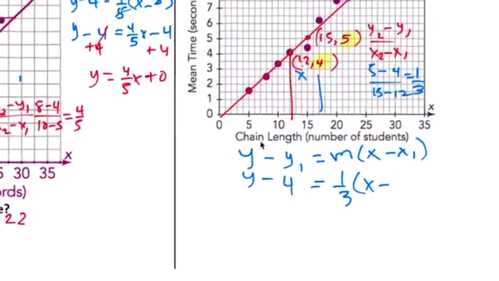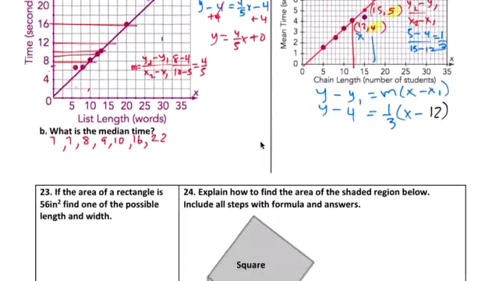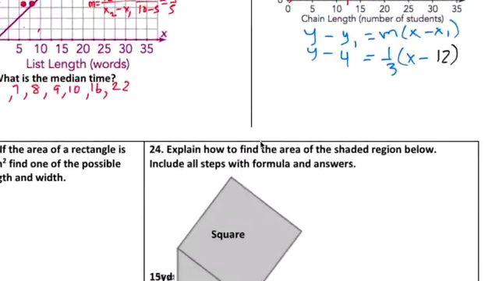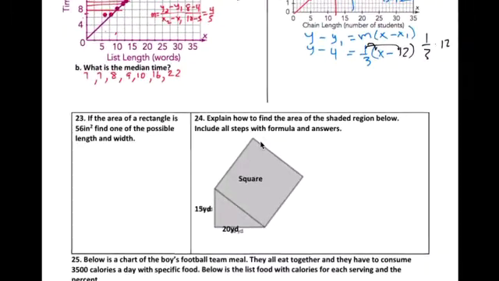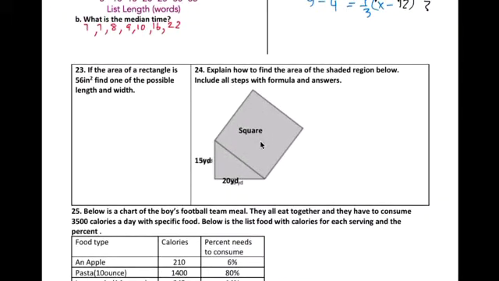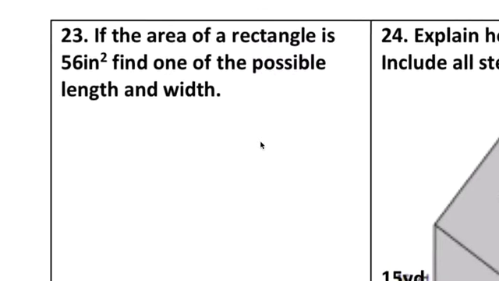And x sub 1 is 12 here. So make sure you finish. And in slope-intercept form, distribute, multiply. Multiply on the side here, times 12. Cross cancel, that's a 4. Minus 4, right?